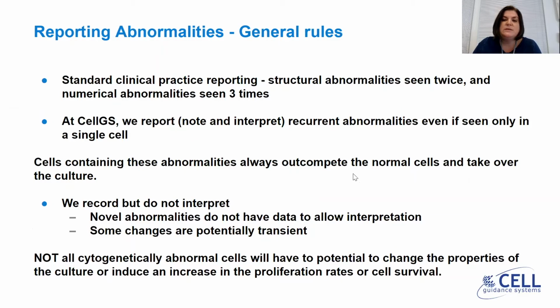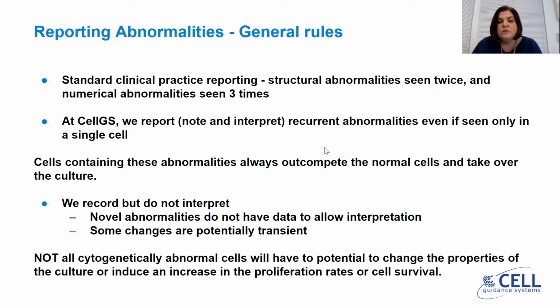When it comes to reporting the abnormalities that we find, we follow a few general rules. Standard clinical practice for reporting cytogenetic abnormalities is that you would normally expect to see structural abnormalities at least twice, and you would hope to see numerical abnormalities seen three times to confirm that they are a genuine finding. However, at CellGS, we do things slightly differently because we report some recurrent abnormalities even if we see them only in a single cell. That's because we know that cells containing these abnormalities always outcompete the normal cells and take over the culture.